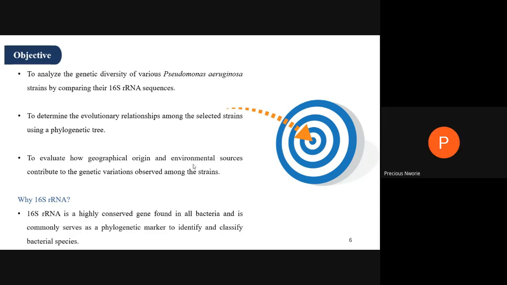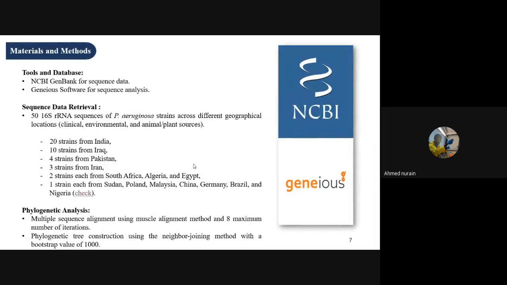Okay, so why are we using the 16S rRNA gene to carry out this study? We are using this particular gene because it's a highly conserved gene that is found in all bacteria and is commonly used as a phylogenetic marker to identify and classify bacteria species.